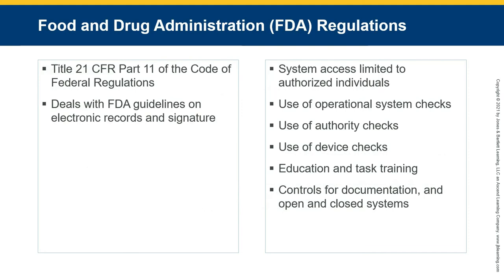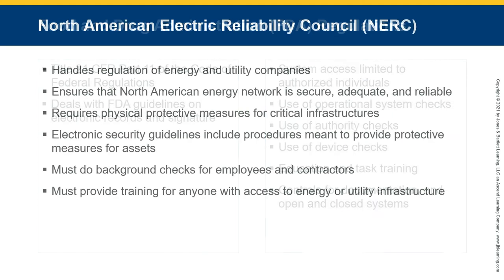Food and Drug Administration, FDA regulations. Title 21 CFR Part 11 of the Code of Federal Regulations deals with FDA guidelines on electronic records and signatures. Systems access limited to authorized individuals. Use of operational system checks. Use of authority checks. Use of device checks. Educational and task training. Control for documentation in open and closed systems.